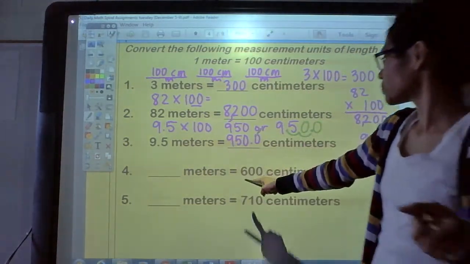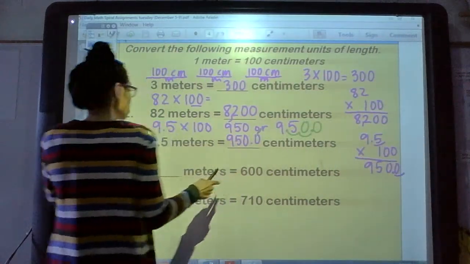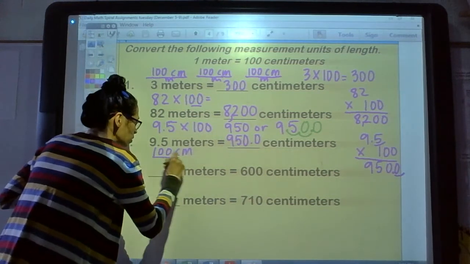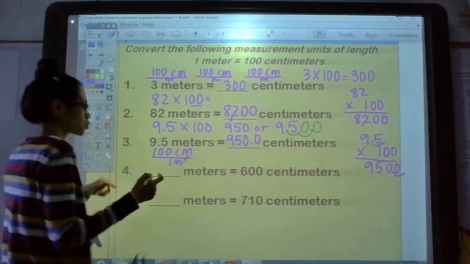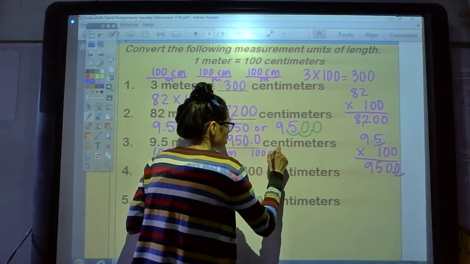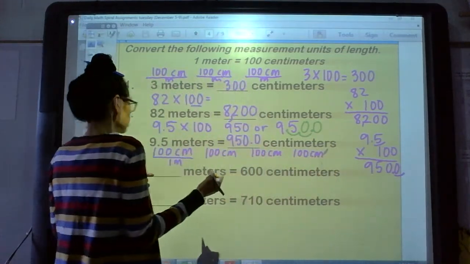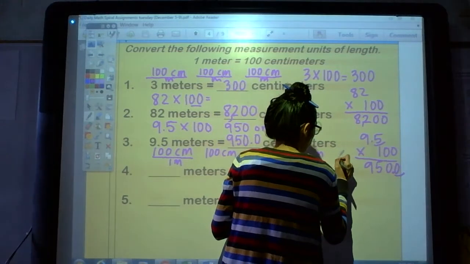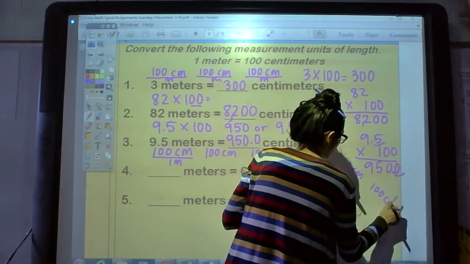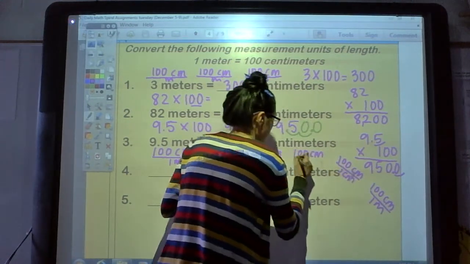So let's look right here. Now, you know what? For this one, let's draw a model as well. So we have 600 centimeters. And remember, it's 100 centimeters in 1 meter. So there's 1, 2, 3, 4. I'm running out of room. I'm going to put it down here. 5 and 6. Running out of room. All right. If you need to write it on another sheet of paper, that is fine.